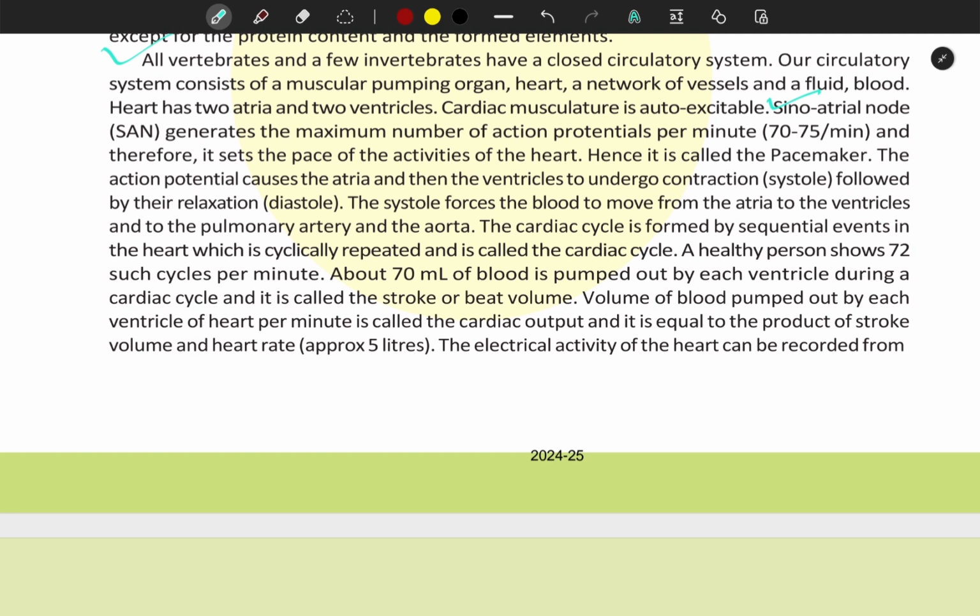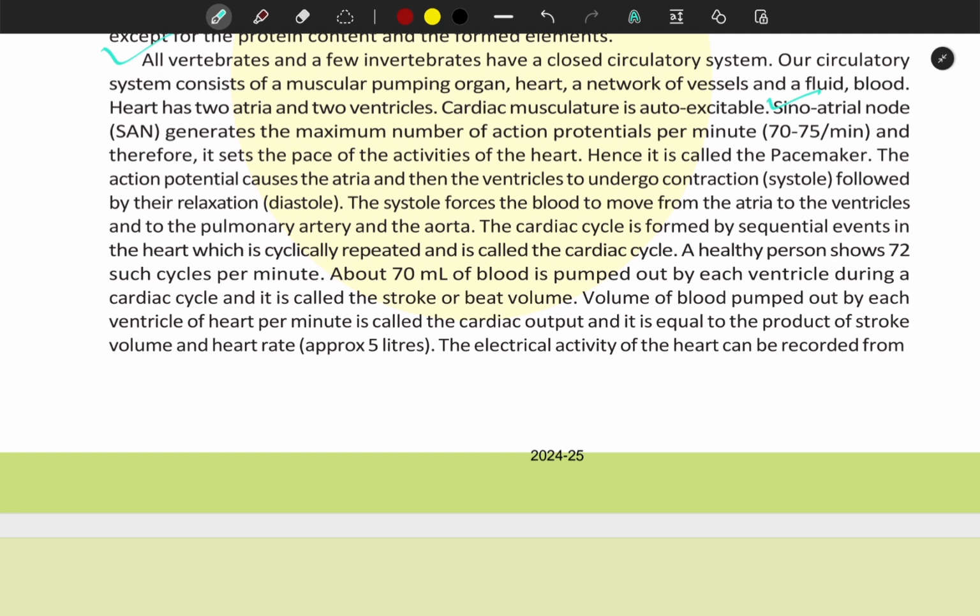The action potential causes the atria and then the ventricles to undergo contraction, that is systole, followed by their relaxation, that is diastole. The systole forces the blood to move from the atria to the ventricles and to the pulmonary artery and the aorta. The sequential events in the heart which are cyclically repeated are called the cardiac cycle. A healthy person shows 72 such cycles per minute.